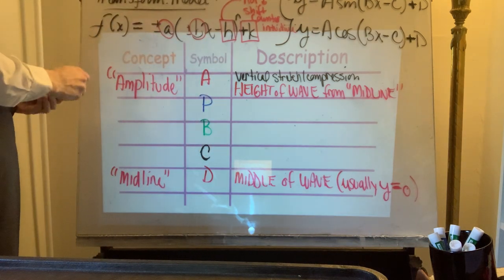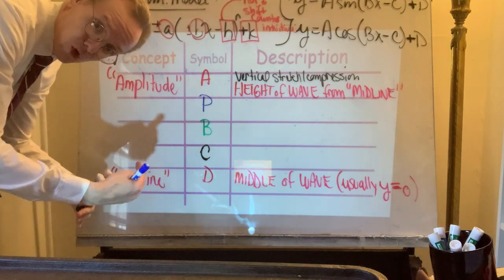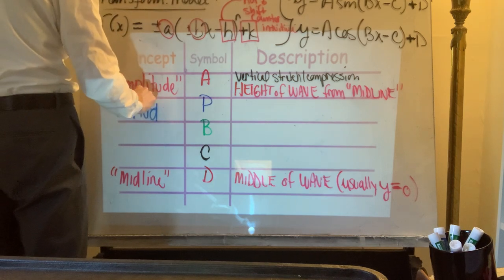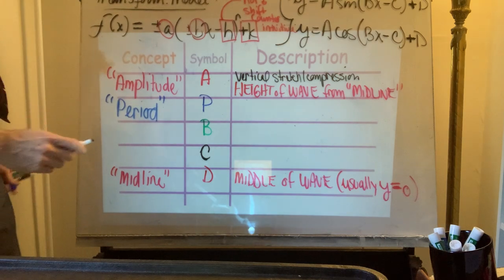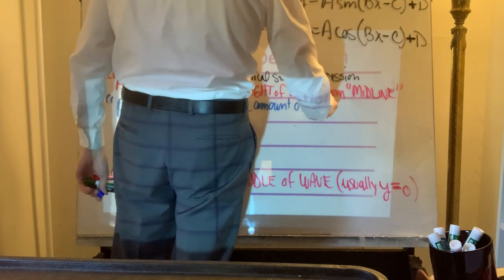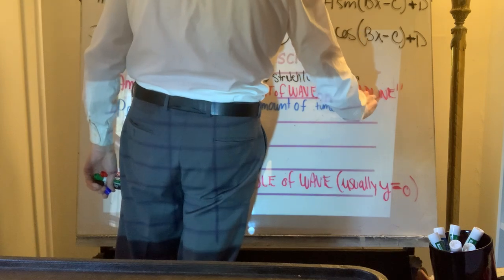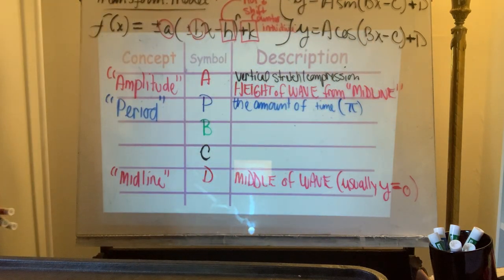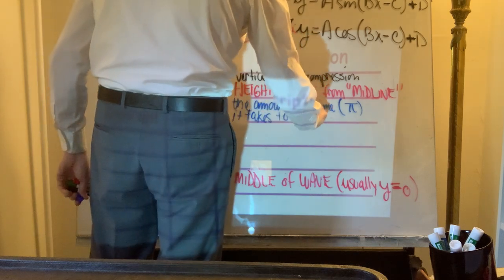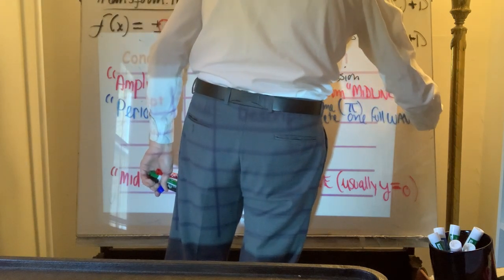All right, let's talk about P. P is not part of either of these transformation models, but it is intimately integral in its importance, especially for the waves. This is known as the period. The period is basically the amount of time, which in the context of waves is going to be pi, the amount of pi, if you will, it takes to complete one full wave cycle.